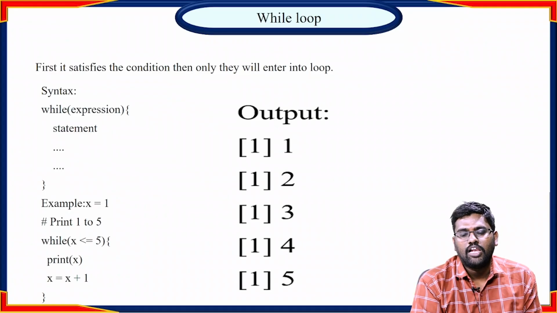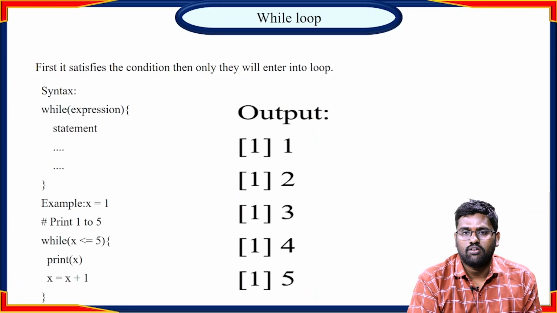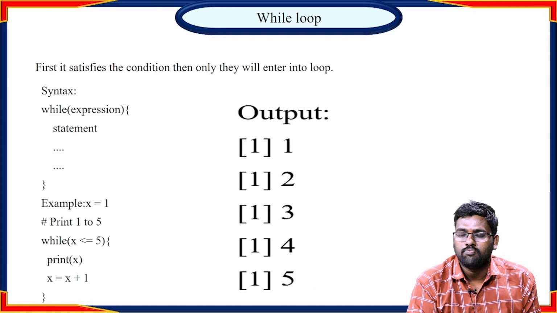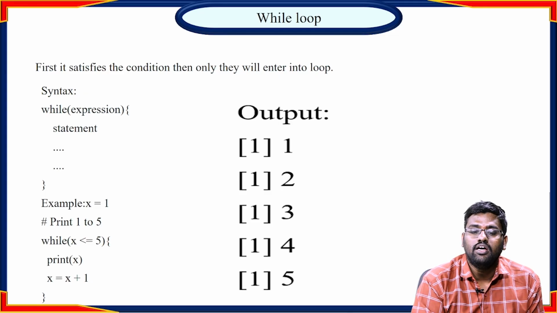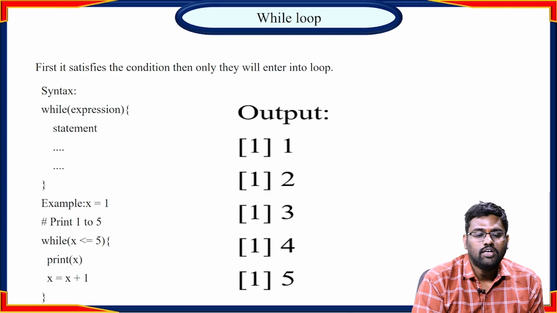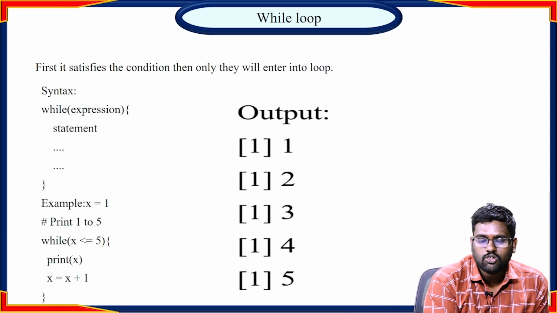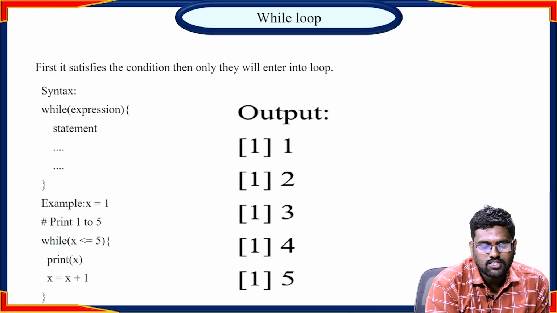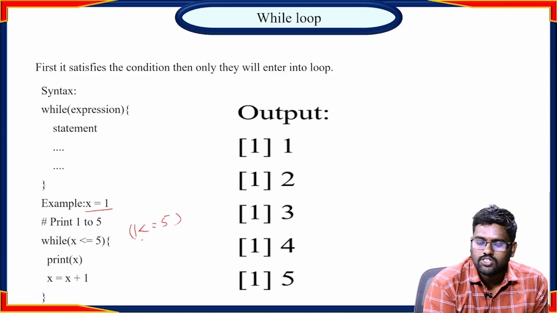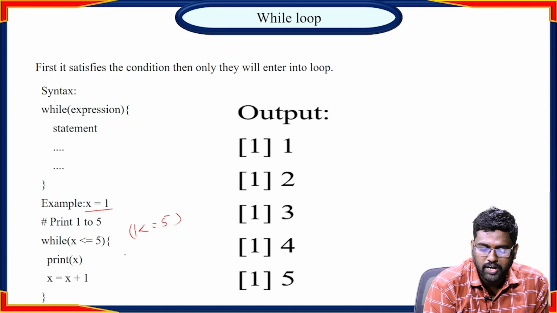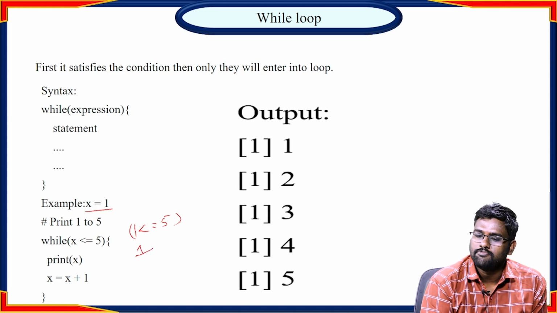While loop. A while loop first checks the condition before entering the loop, and then enters into the loop. Our syntax is while of expression and the given statements. See this example, I give x is equal to 1. I will check the condition while x is less than or equal to 5. First it checks whether x is less than or equal to 5. Is it true? It is true. So it prints x, and the x value is 1.